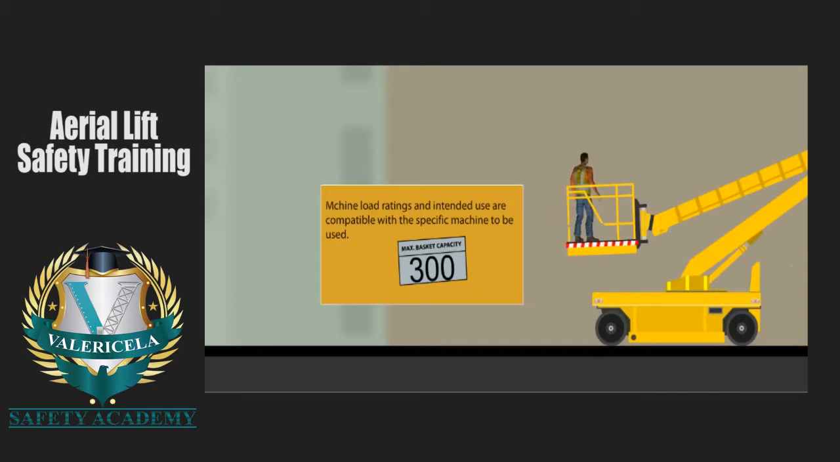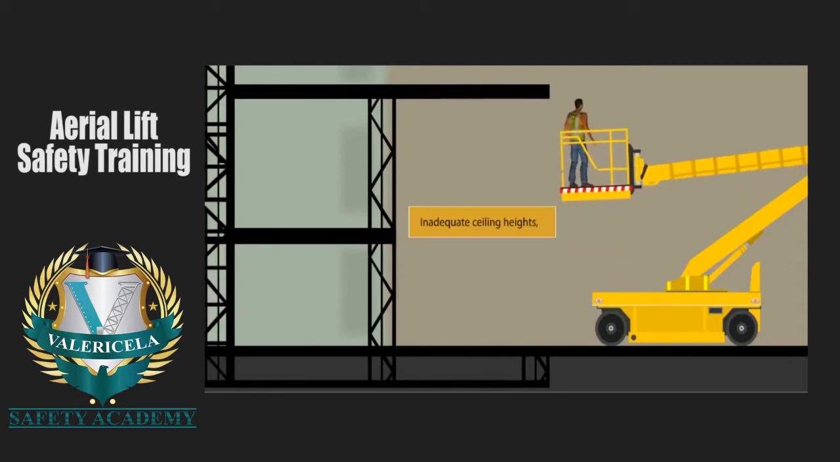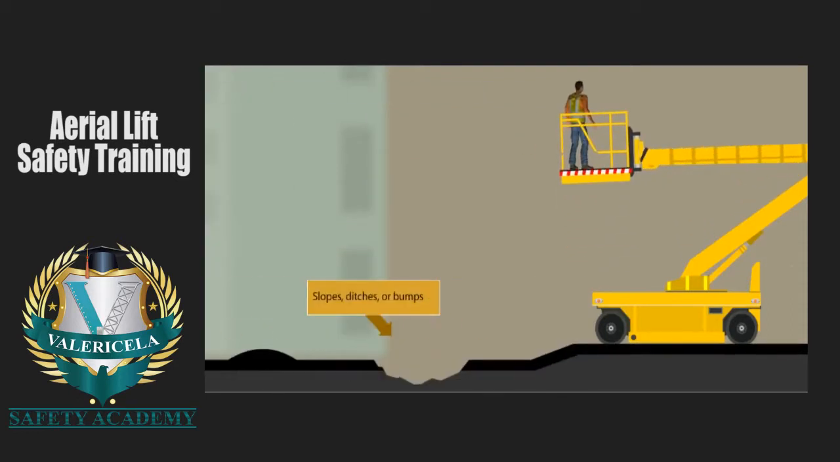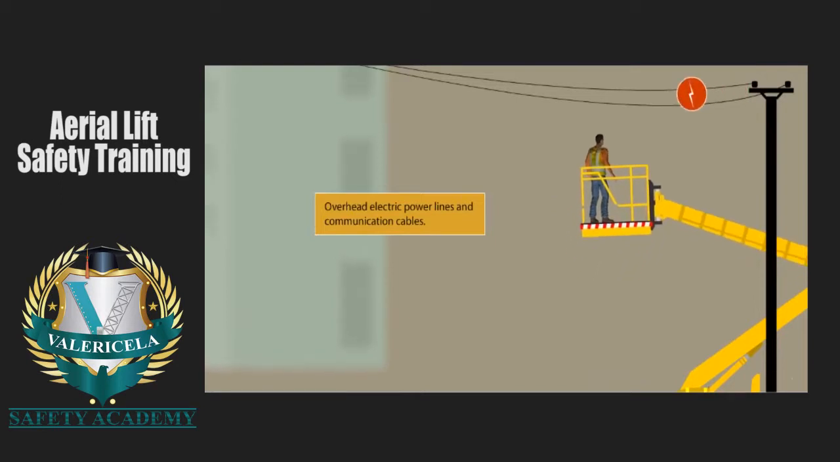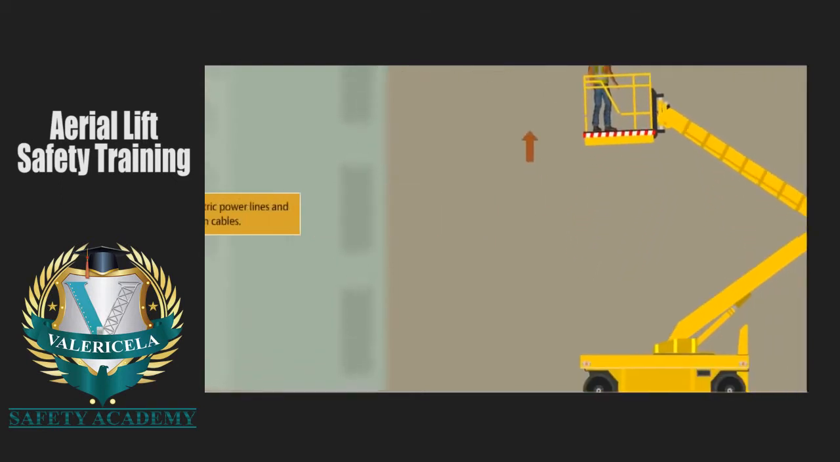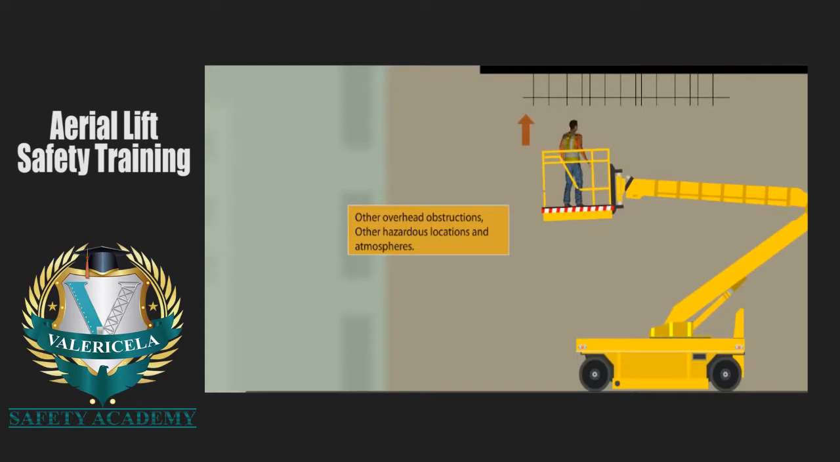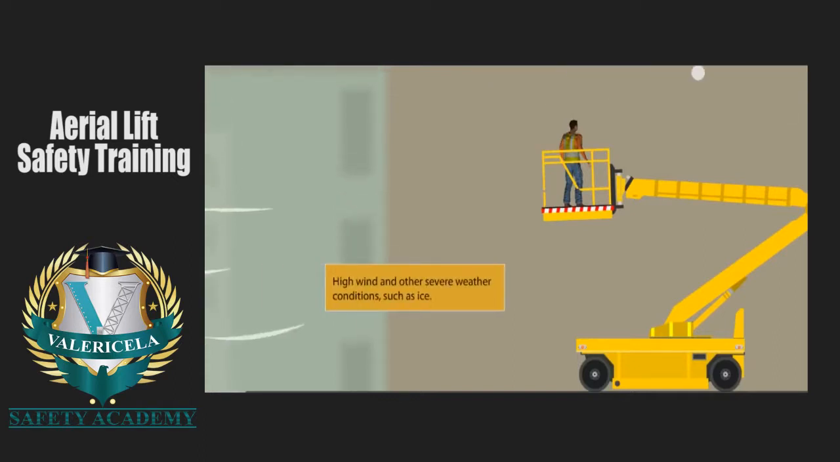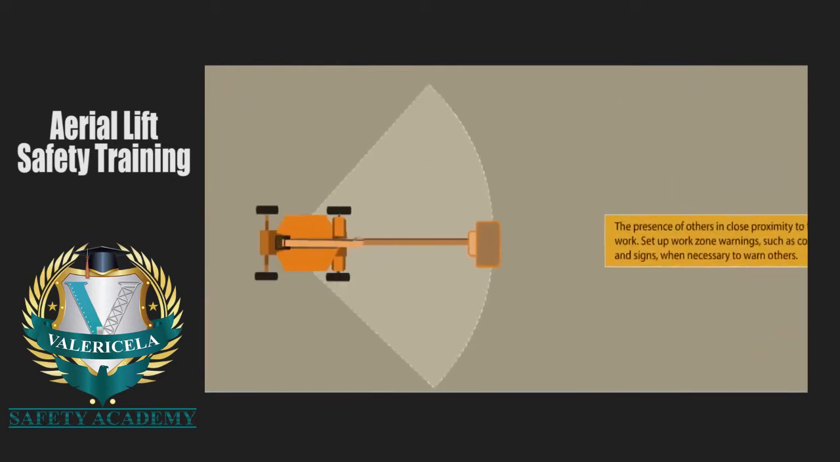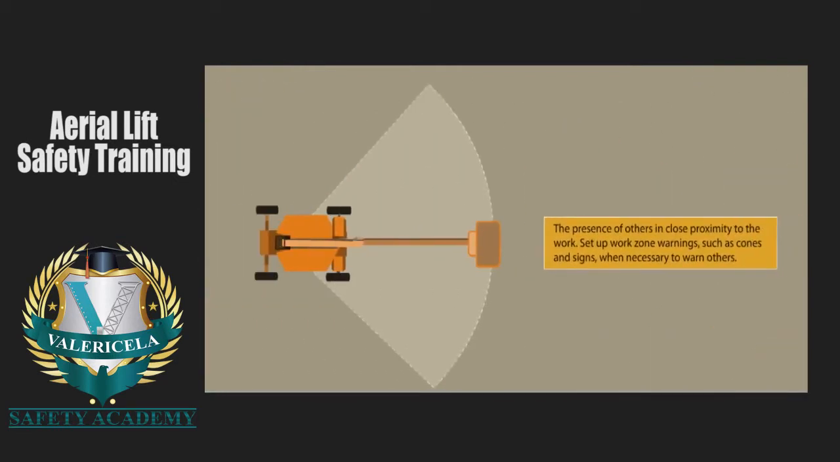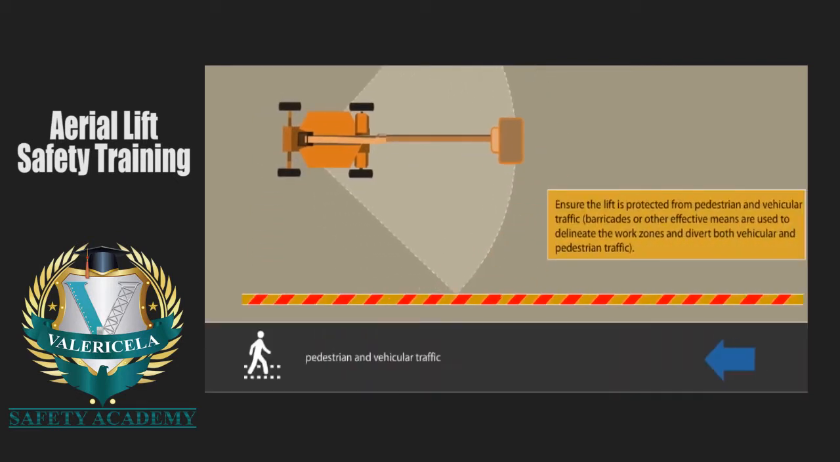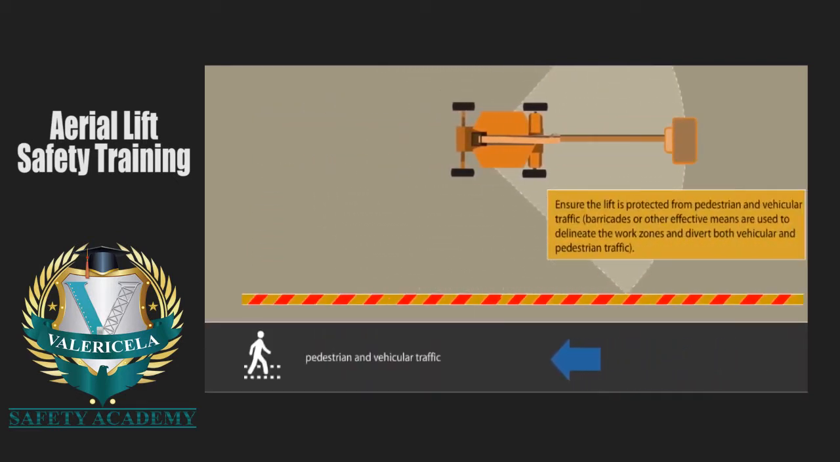Machine load ratings and intended use are compatible with the specific machine to be used. Inadequate ceiling heights, slopes, ditches, or bumps, overhead electric power lines and communication cables, other overhead obstructions, other hazardous locations and atmospheres, high wind and other severe weather conditions such as ice, the presence of others in close proximity to the work. Set up work zone warnings, such as cones and signs, when necessary to warn others, and ensure the lift is protected from pedestrian and vehicular traffic.